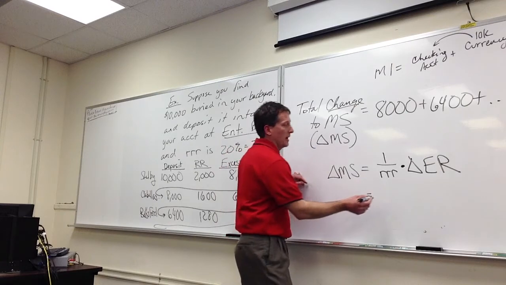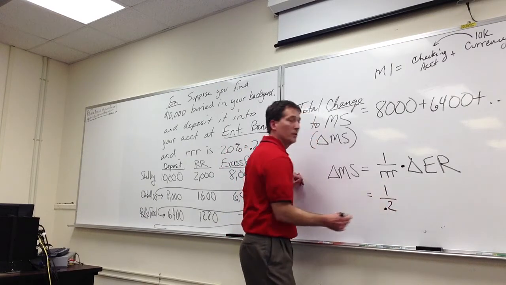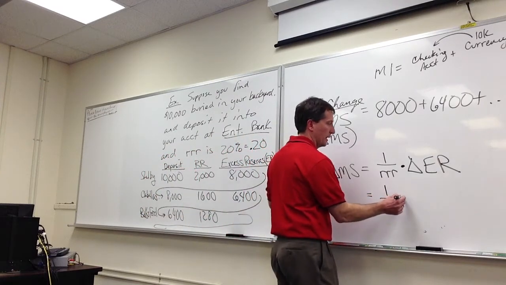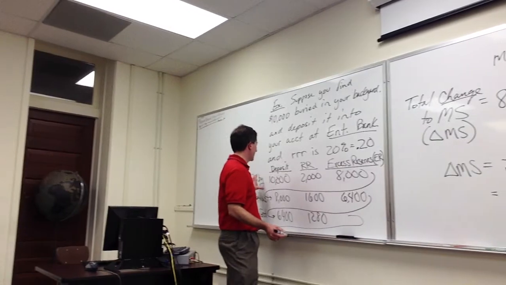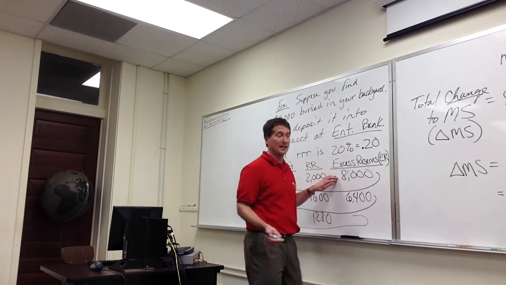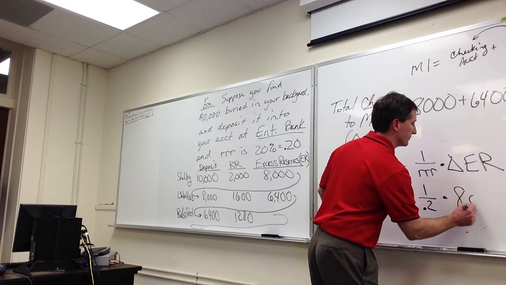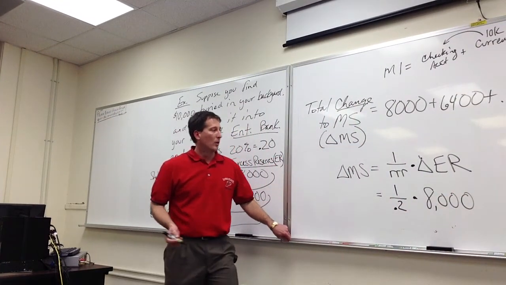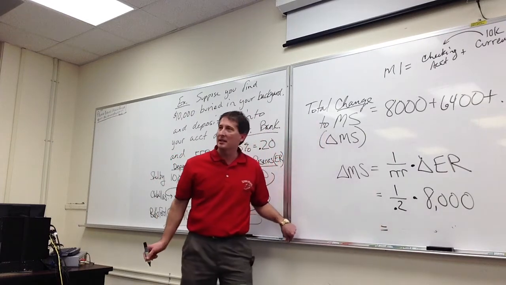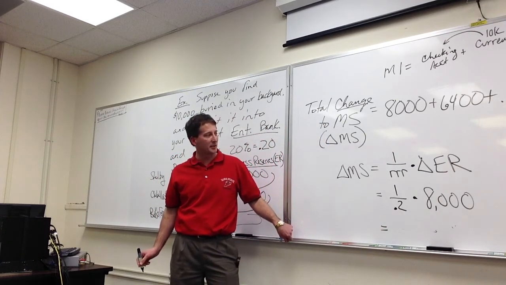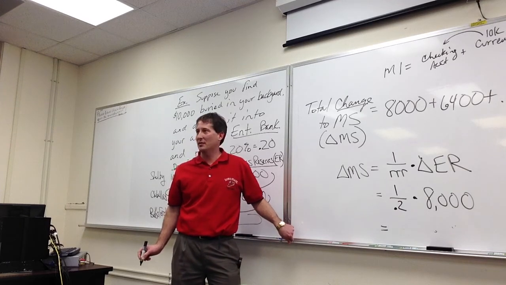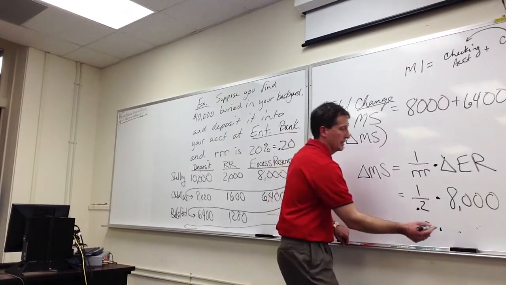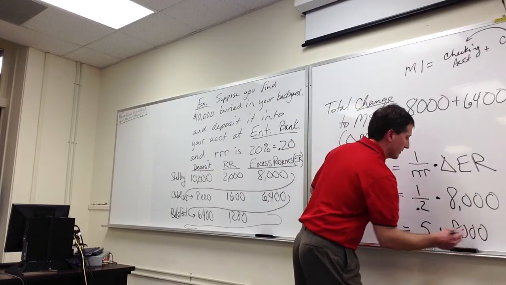So the change in the money supply is 1 over 0.2. We don't want to put the percent in for this particular thing. Times the initial change in excess reserves that happened, which was the 8,000. Gives us what? Who's seeing that? Pull out a calculator if you need to. 1 over 2/10 is 5. So this little thing here turns into a 5. 1 over 2/10 times 8,000 gives you 40,000.